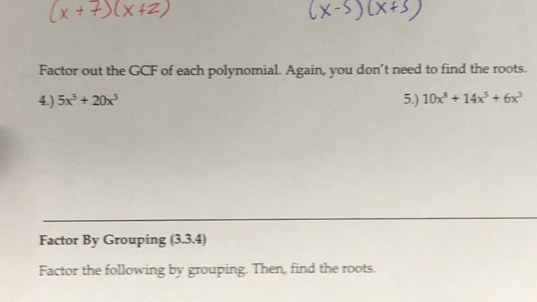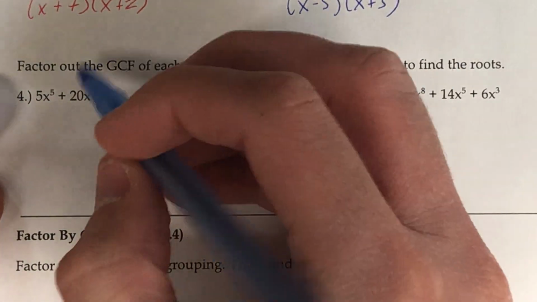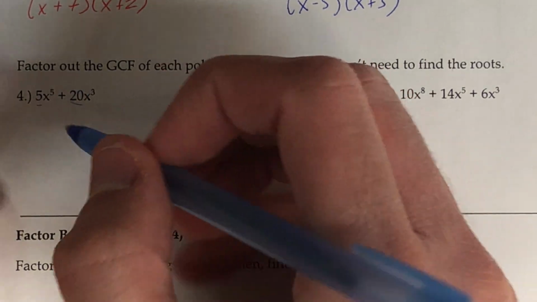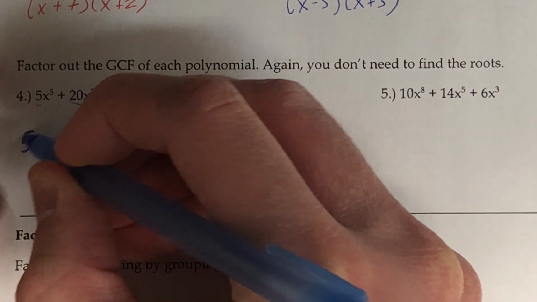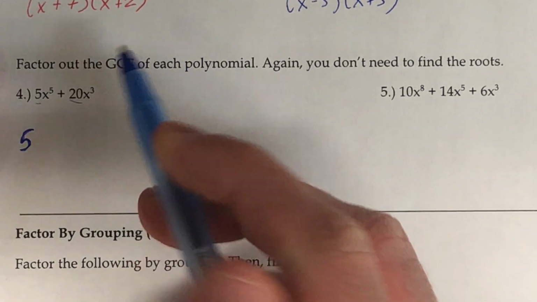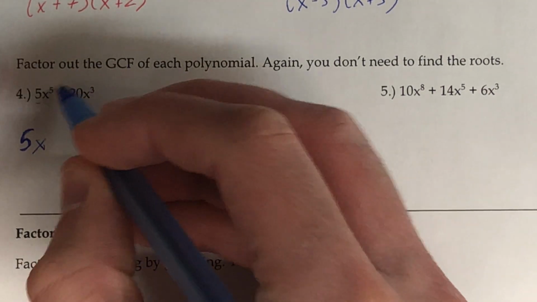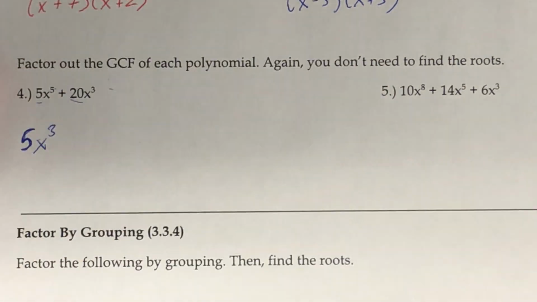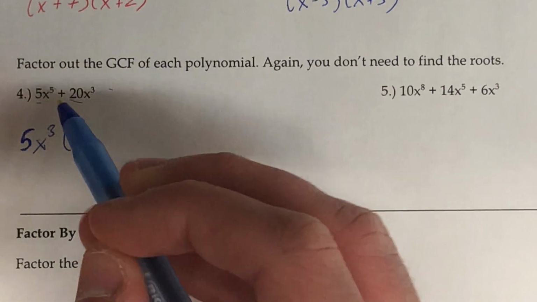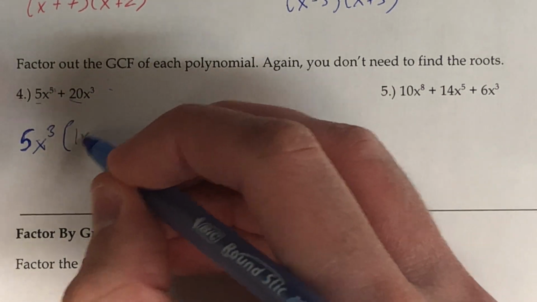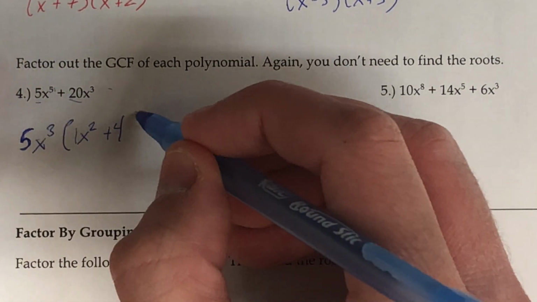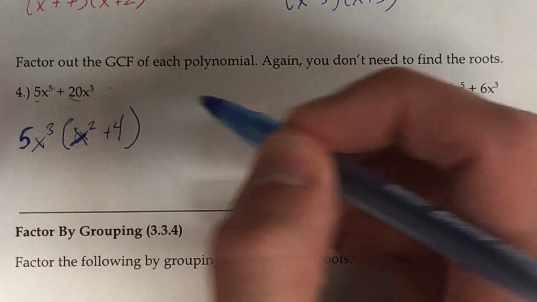For the bottom, it says factor out the GCF. So we start with just our numbers, 5 and 20. The greatest common factor for 5 and 20 would be 5, because I can divide each by 5. Then we move to our variables. They both have x's, so I can factor out an x. I just take the lowest exponent, so we have 5 and 3, so 3. What remains then? 5 divided by 5 is 1. X to the 5th divided by x to the 3rd is x squared. 20 divided by 5 is 4. X to the 3rd divided by x to the 3rd is nothing. So I just have x squared plus 4.